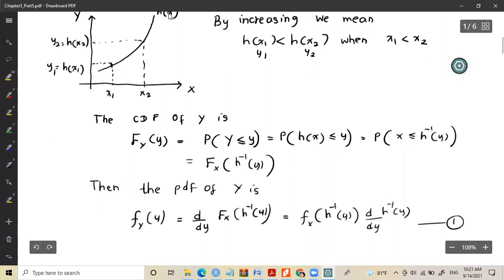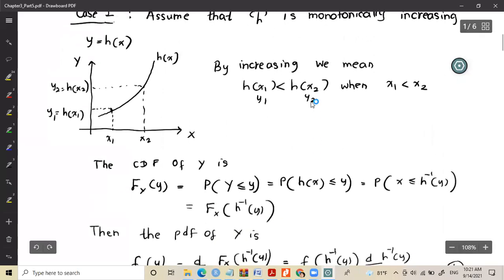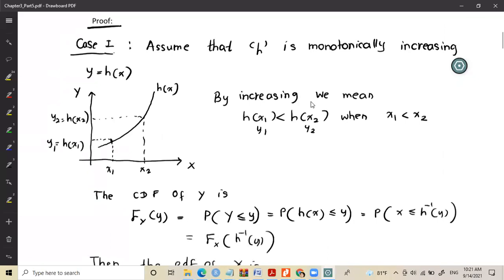So please pay attention, okay? Pay attention and understand this. Right? Okay, so that's the case one when h is increasing. Now we move on to the second case.